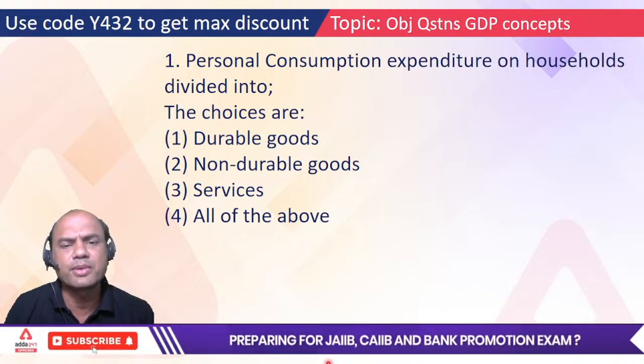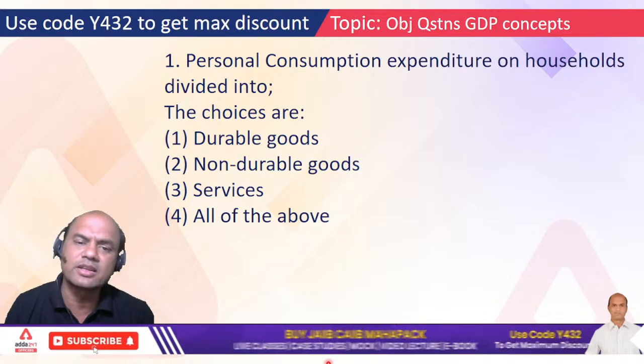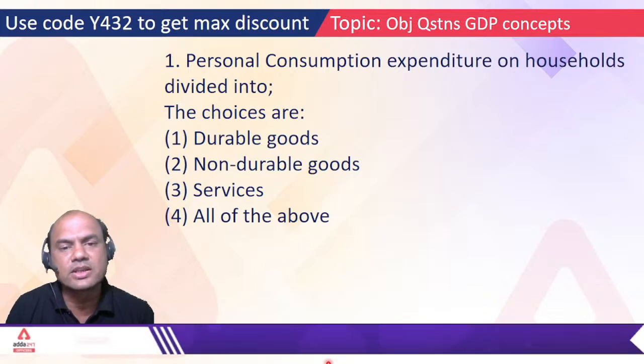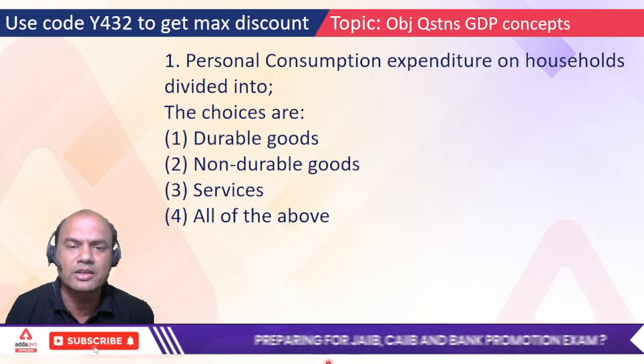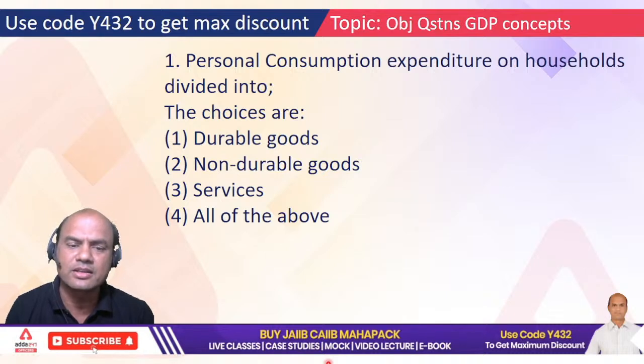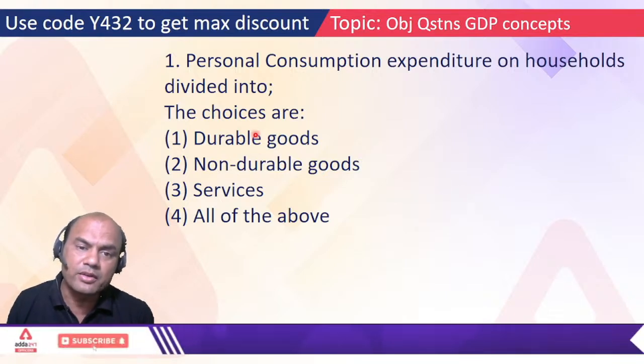Non-durable means which perishes immediately, means what? FMCG goods, which we consume on a daily basis, so that is non-durable. Services means whatever services we get. Even we ourselves are bankers. We are in the service industry, right? So these services, which are a part of GDP?